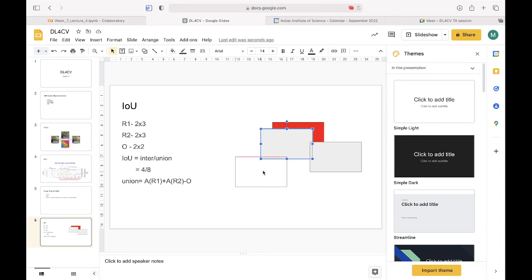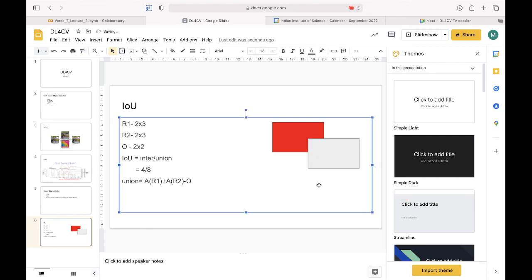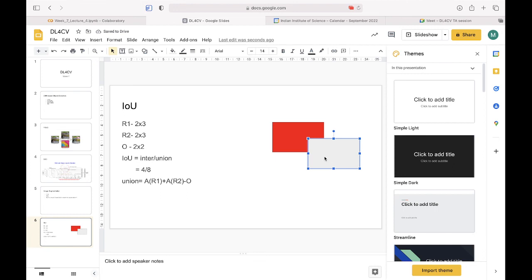So in this case, what will be the IOU? Only one unit I have overlapped. What will the IOU be here? What is it? IOU, intersection upon union.